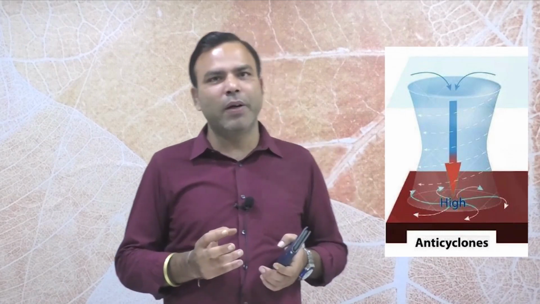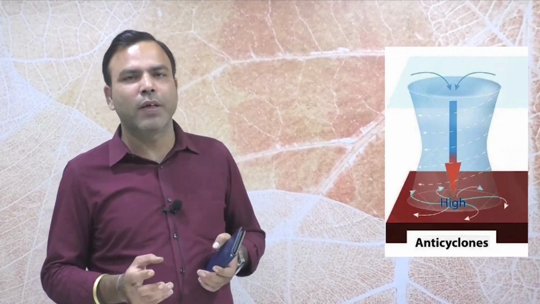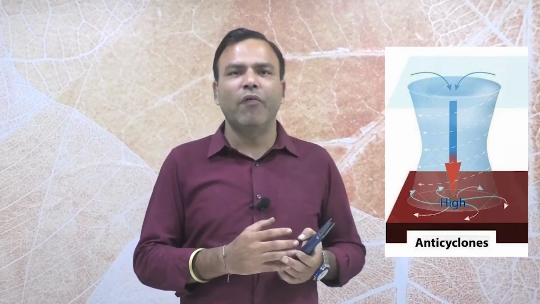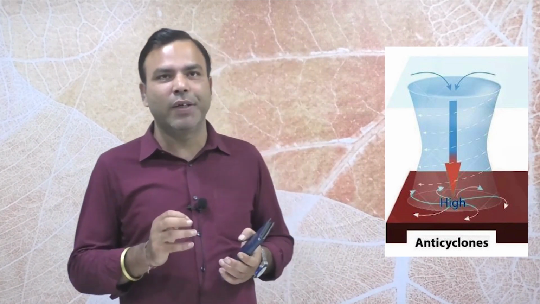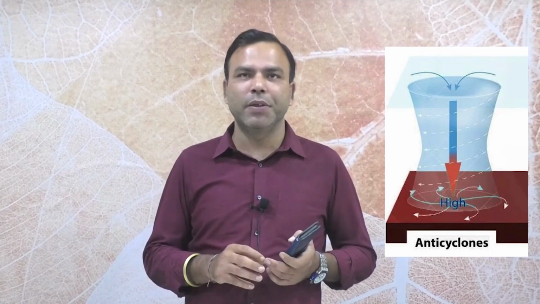Now the case of anticyclones. What are anticyclones? Just opposite of a cyclonic system. It's bigger than the cyclone. In case of anticyclone, high pressure centers exist, which are surrounded by low pressure. Here the wind is also moving in a circular fashion, but not inward but outward. So this divergence wind is responsible for these anticyclonic systems.